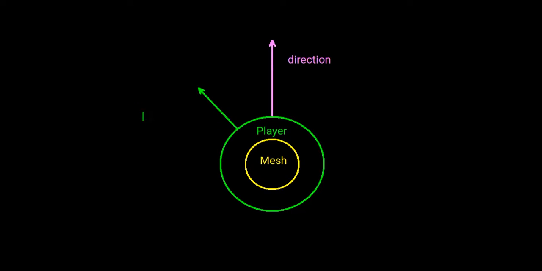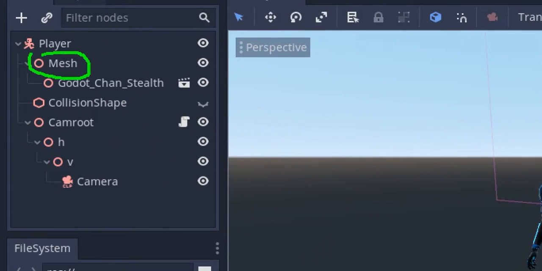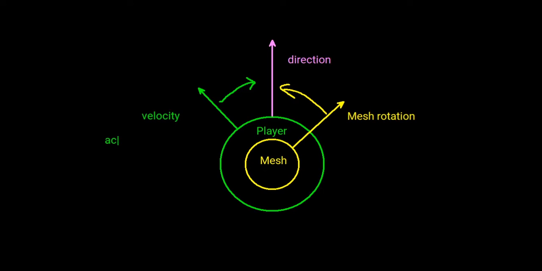We're gonna need a velocity vector which is going to be the actual velocity of our player. This vector is going to lerp towards the direction vector. Also, we're not going to rotate the player object, but rather we're going to rotate the mesh node smoothly towards the direction. The mesh node contains the player 3D model. We're also going to need a variable for acceleration of the velocity, and also an angular acceleration for the smooth rotation of the mesh node.